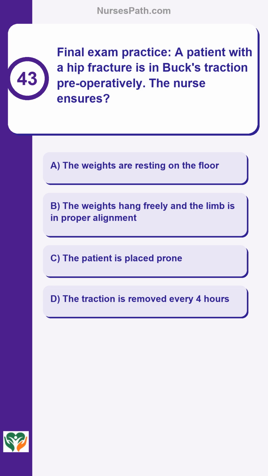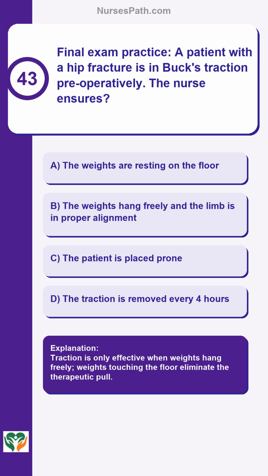Question 43. Final exam practice. A patient with a hip fracture is in Buck's traction preoperatively. The nurse ensures the weights are resting on the floor. The weights hang freely and the limb is in proper alignment. The patient is placed prone. The traction is removed every 4 hours. Traction is only effective when weights hang freely. Weights touching the floor eliminate the therapeutic pull.